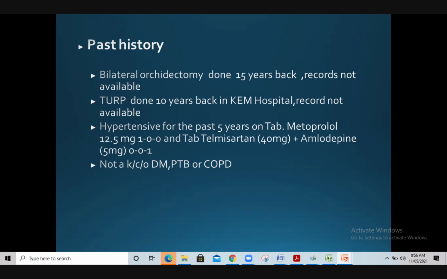Why will TURP be done? TURP will be done for obstruction, no? Any sort of indication can be there in this scenario. Obviously, it's done in KM hospital, so maybe it's a little more indicated. But instead of that, these two questions are very important. Was the histopathology done? Because there is a gap of 5 years between orchidectomy and TURP.